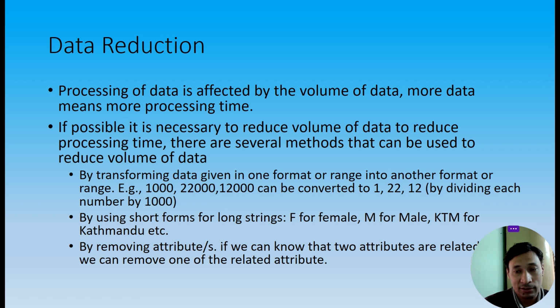There are several methods that can be used to reduce the volume of data, like transforming data given in one format or range into another format or range. For example, let's suppose these are the data given: 1000, 22,000, 12,000. They can be converted into 1, 22, 12 by dividing each number by 1000. Here 4-digit and 5-digit numbers are reduced to 1 and 2 digits. That means we are reducing the size of the data by dividing the given data by some specific number.